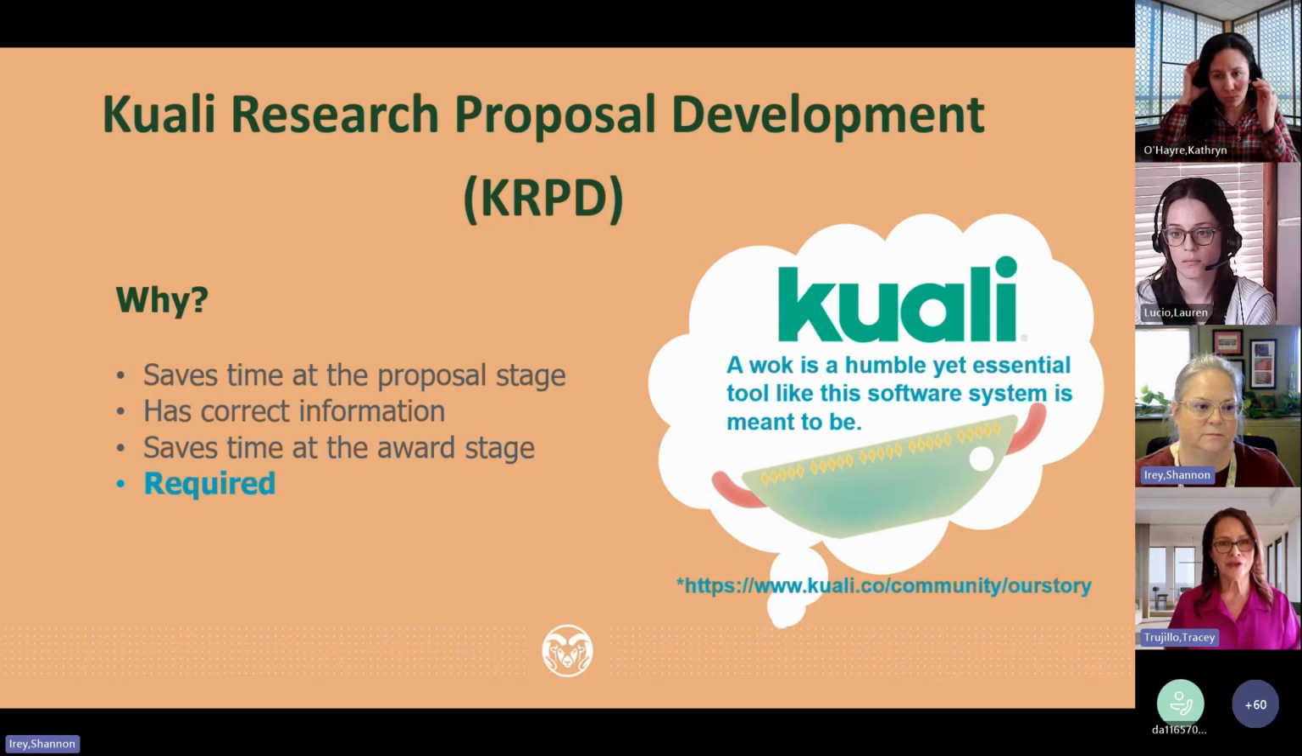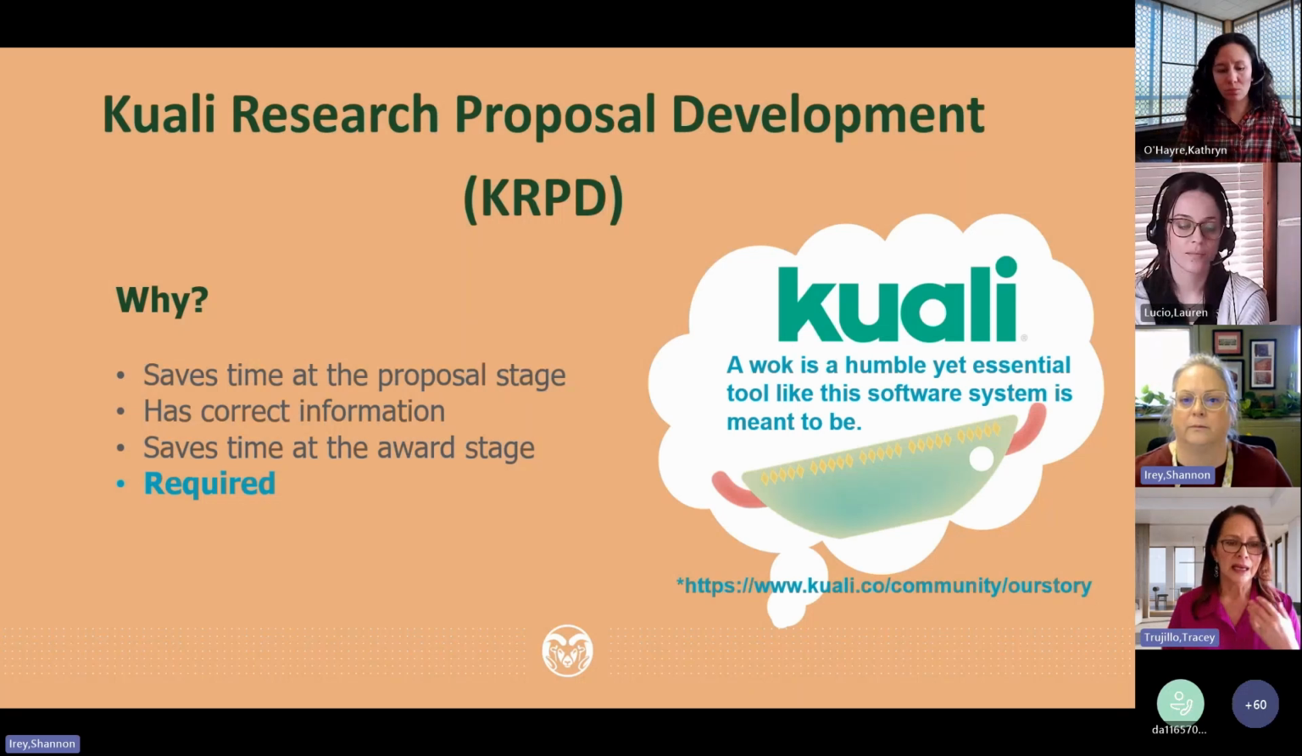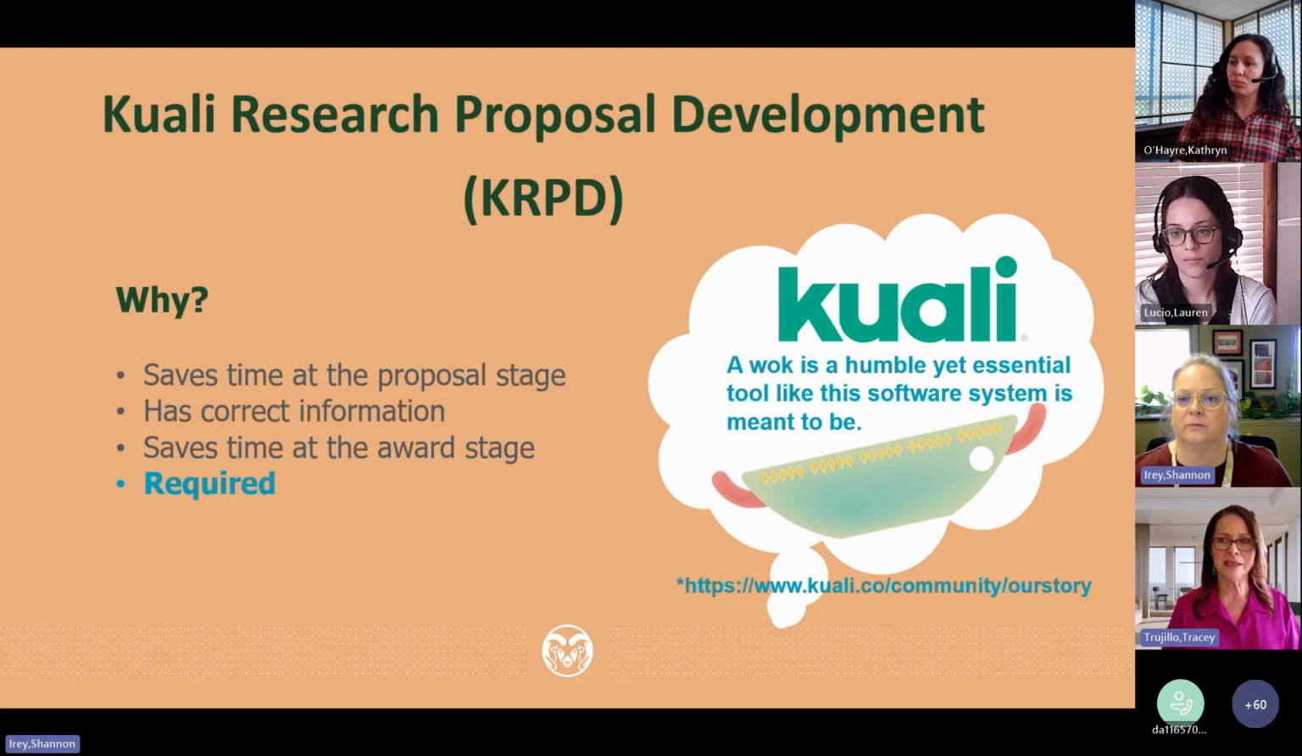Now, one little note on the fringe rates is we only get 1 year of fringe approved at a time, so there's only ever 1 year of fringe in KRPD. And so by using the system of record and using the system that has our rates embedded, it saves time at the award. We're not going to have issues with the budget wasn't calculated correctly, or they didn't apply the correct indirect cost rate, or they have an old fringe rate.